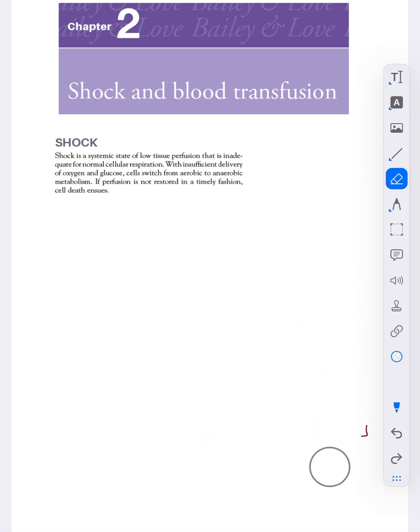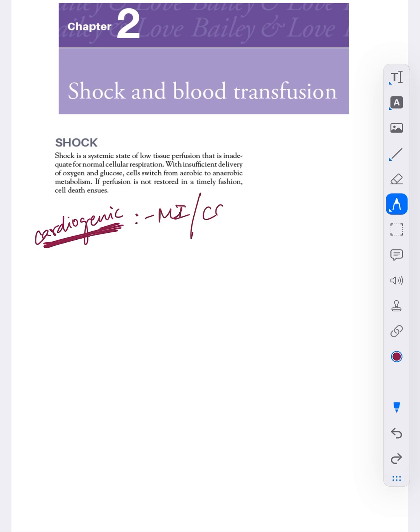Other than that, there are also different types of shocks like the cardiogenic shock, right? Cardiogenic, that means this type of shock is because of the failure of the heart, right? Like in case of myocardial infarction or CCF, congestive cardiac failure, or any sorts of arrhythmias, okay, or some rheumatic heart disease or some cardiomyopathy, right?